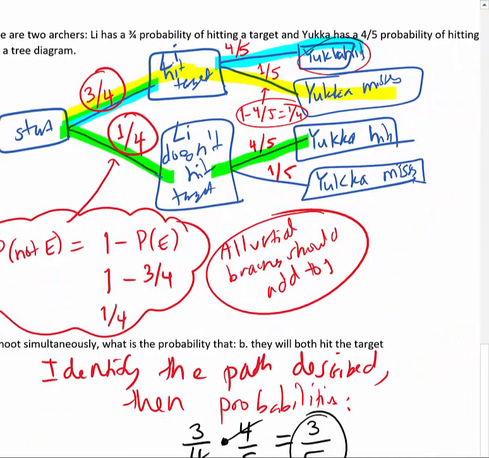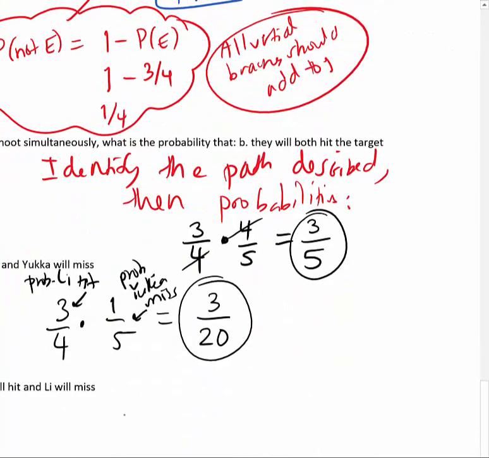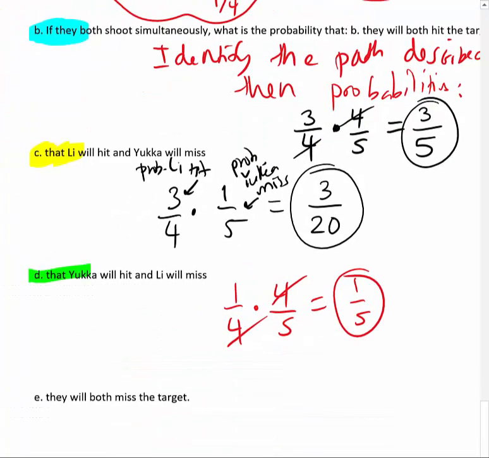Okay, so the probabilities along that path are 1/4 and 4/5. Let's multiply those guys together. 1/4 times 4/5, and then cancel the 4's to leave with 1/5. There we go. Alright, last one.